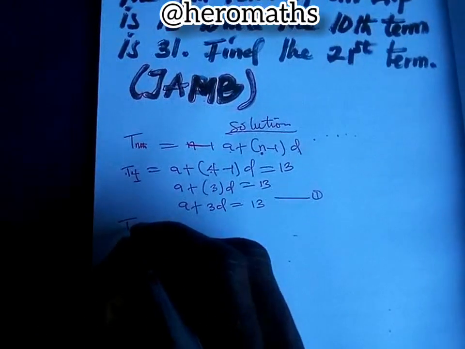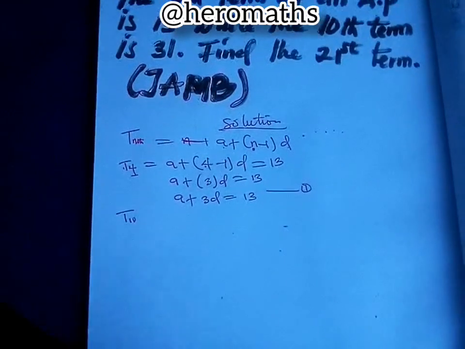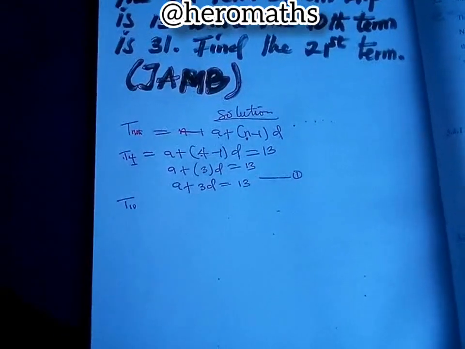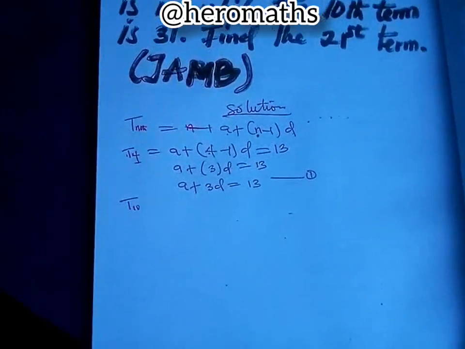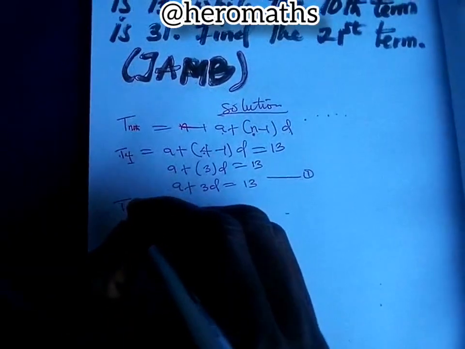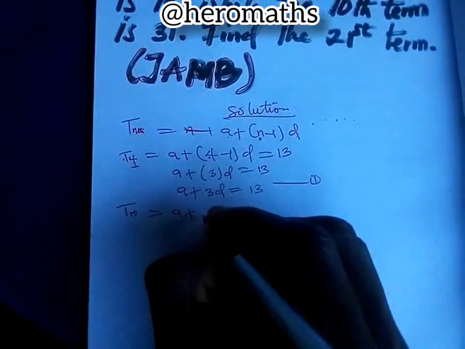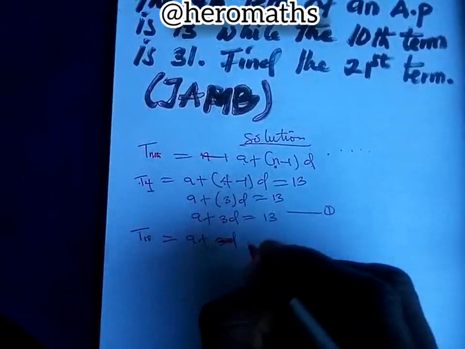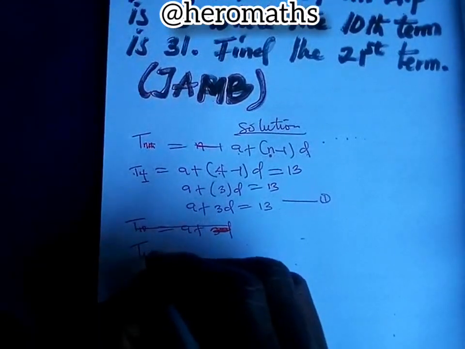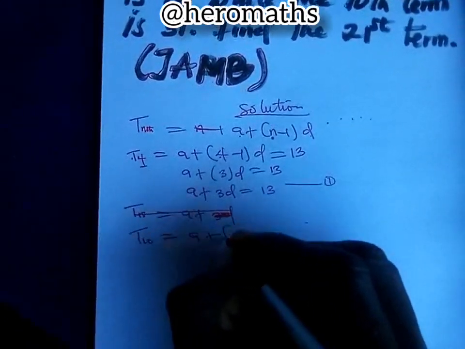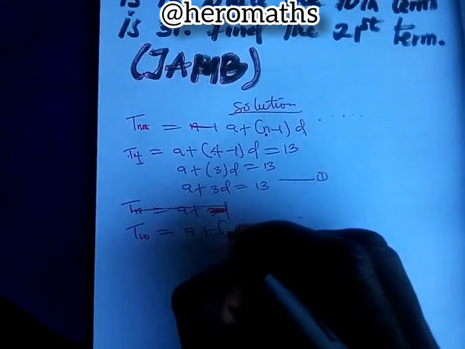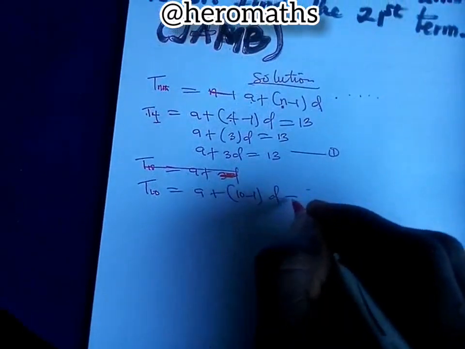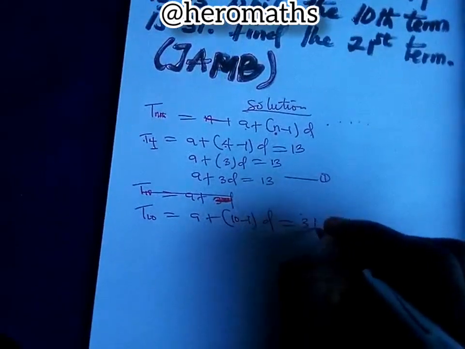Then you put T10. You can pause this video, use the reference from above, use the previous one to form the equation for this 10th term. If you get it right, you are good to go. T10 is equal to a plus open bracket, the number of terms, 10, minus 1 close bracket d. That is the formula. They say it is equal to 31.